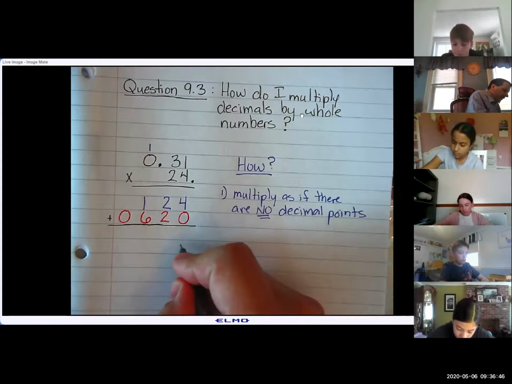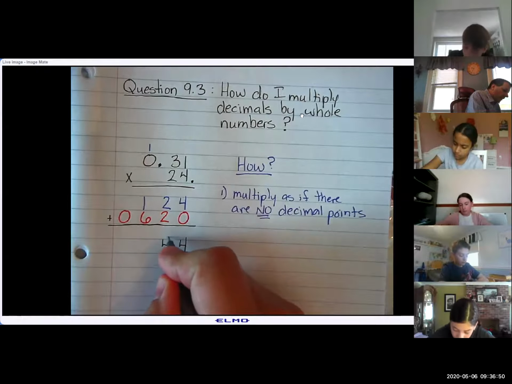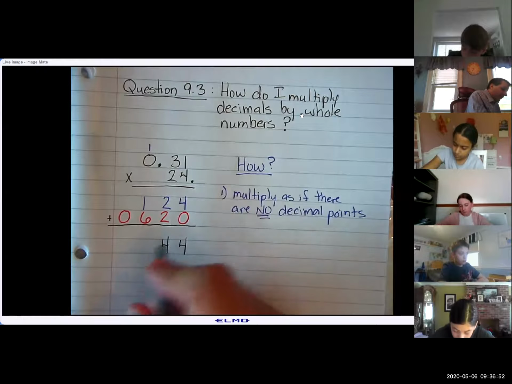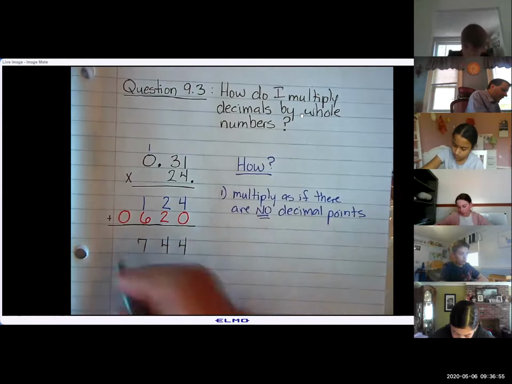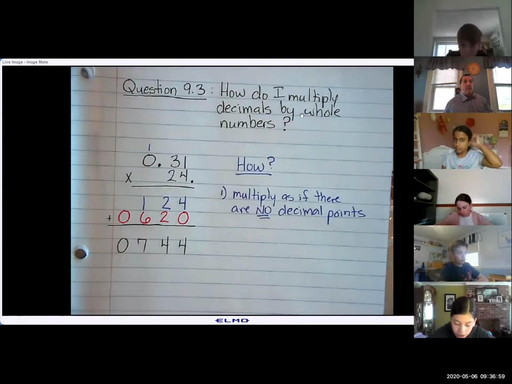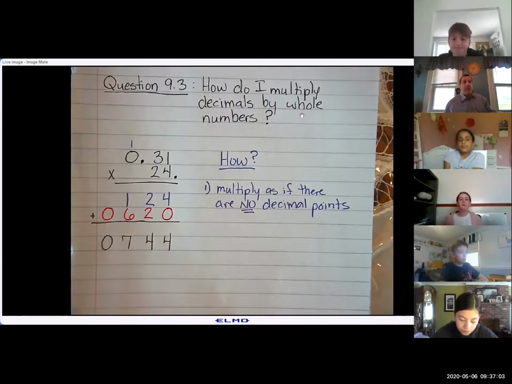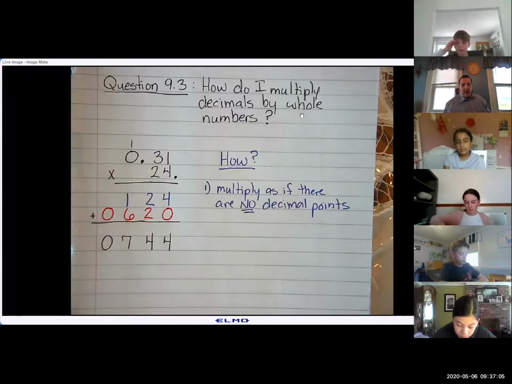4 plus 0 is 4. 2 plus 2 is 4. 1 plus 6 is 7. And blank plus 0 is 0. So far, that should be just basic math. Any problems with that so far? Perfect.